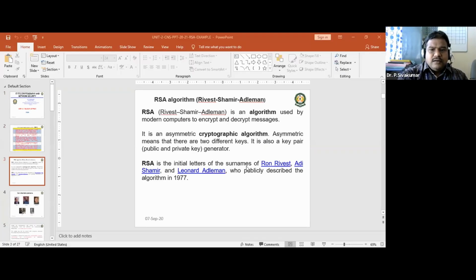The RSA algorithm is used by modern computers to encrypt and decrypt messages. It is an example of a public key cryptographic system, which is also called an asymmetric key cryptographic algorithm. Asymmetric means two keys are used: one key is a public key, and the other is a private key.